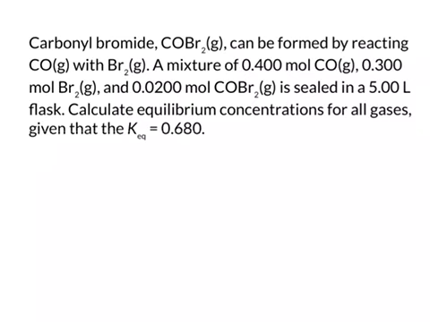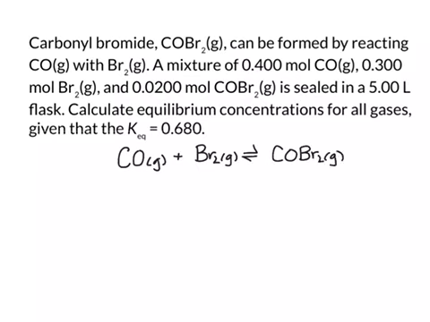First things first, we need to write an equilibrium expression. So we will have carbon monoxide gas plus bromine gas forming carbonyl bromide, COBr2 gas. So that's our balanced reaction, and we can build our ice table down the side. ICE. Now these are given in moles, so once again we need to divide the moles by the volume in order to get our molar concentration.